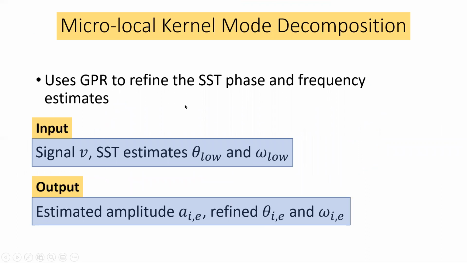Now, the main component of our algorithm to approach this problem is to use GPR to refine the lowest frequency mode phase and frequency estimates. So using SST, we can estimate the phase and frequency of the lowest instantaneous frequency mode. And then we can use GPR to obtain refined estimates of the phase and frequency as well as an estimated amplitude of the mode.